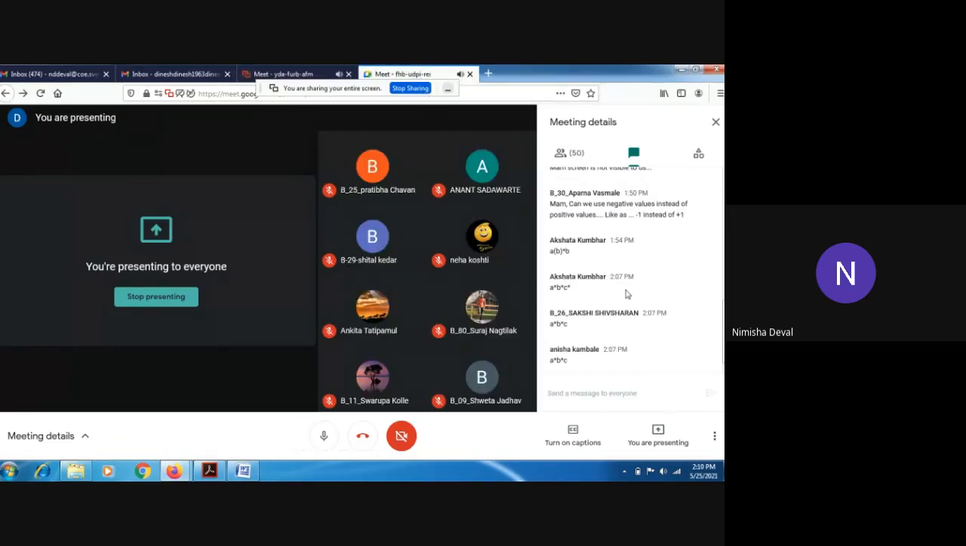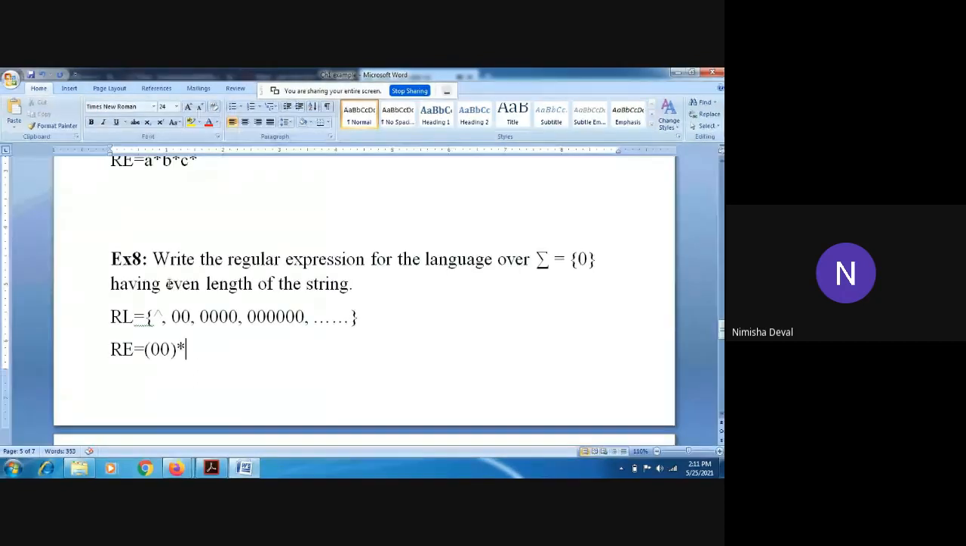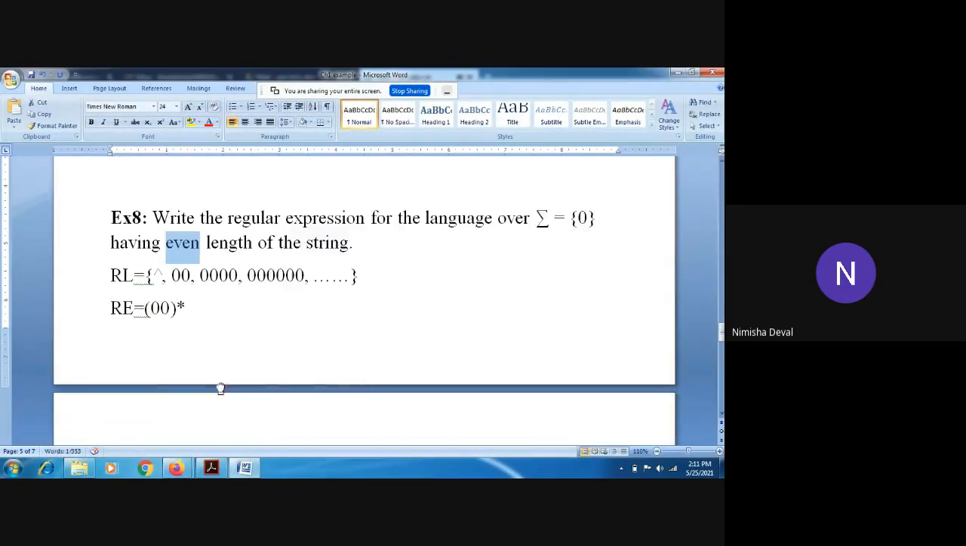Yes, from B division. Just think, I will show you this language over here. Try it. Yes, correct. Omkar, have you written a correct answer? Okay, so its regular expression is (00) Kleene closure. Now you have understood how to convert a regular language to a regular expression. Suppose I replace the word even by odd, then what will be the regular expression?